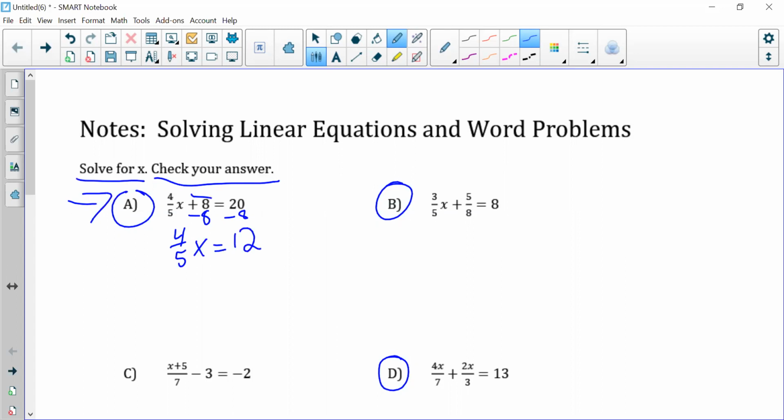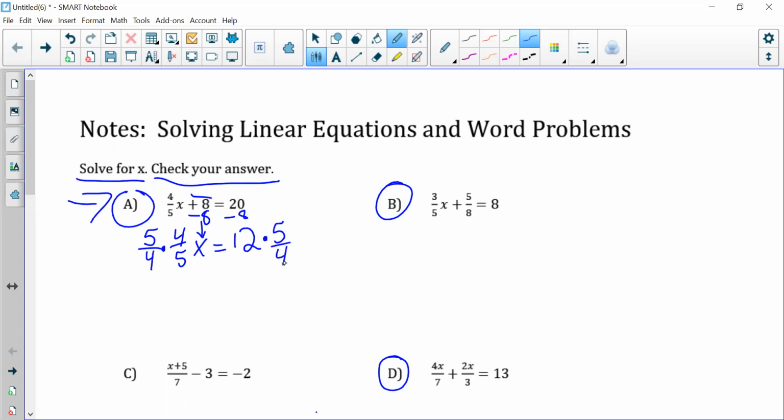All right, I know I still want to get this x by itself, but what do I do with that 4/5? All right, let me show you a quick trick with fractions. Anytime you have a fraction being multiplied by something, we can multiply it by its reciprocal. Reciprocal means flip the fraction upside down. So if I multiply both sides by 5/4, I'm going to get rid of this fraction.